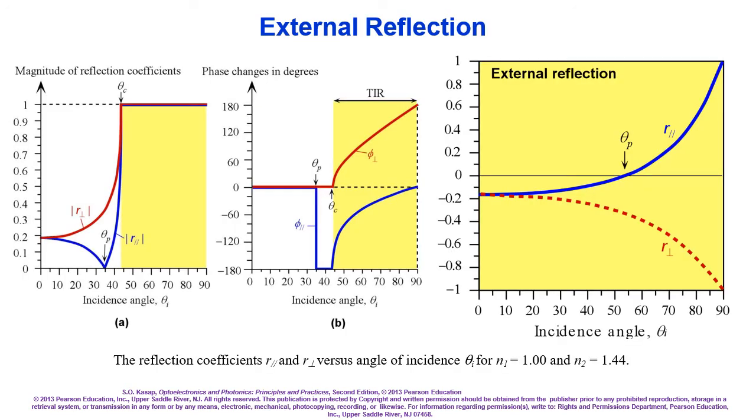External reflection and overall figure. We can see here that before the critical angle there is no phase shift change, and also before the polarization angle there is no phase shift change in the case of internal reflection. And for external reflection, here we can see that the reflection coefficient is negative and we get this angle.